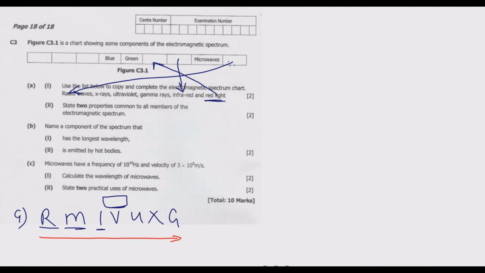Then we have ultraviolet, which comes here. Then of course we have X-ray. Then we have gamma. So basically this is how you complete this one.